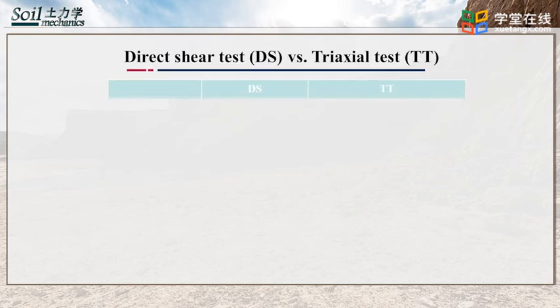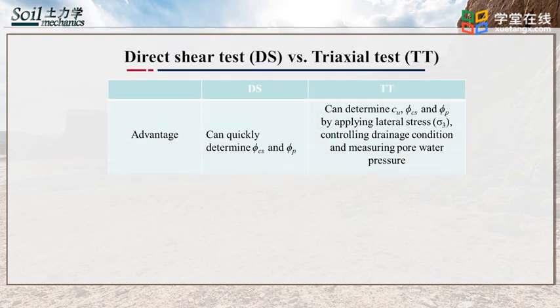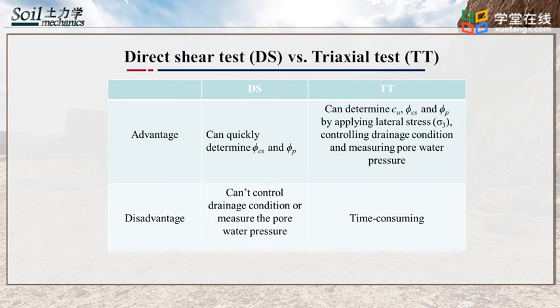Compared with the direct shear test, triaxial can control the drainage condition and measure the excess pore water pressure, so there are more options of testing condition. However, triaxial takes longer time in sample preparation, loading, saturation, and balancing the excess pore water pressure. On the contrary, the direct shear test is simple and fast in determining friction angles.